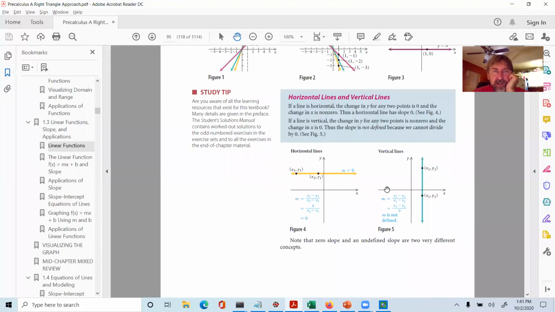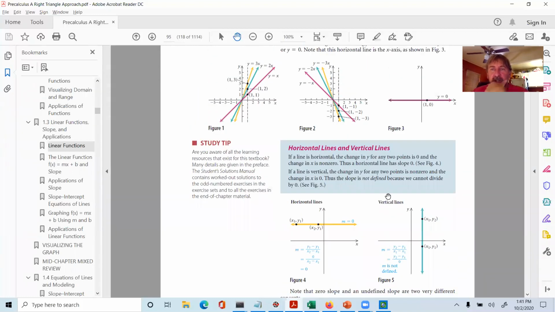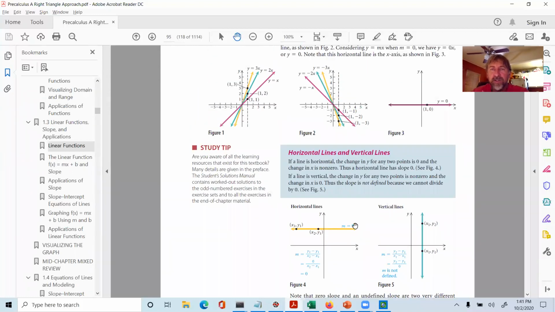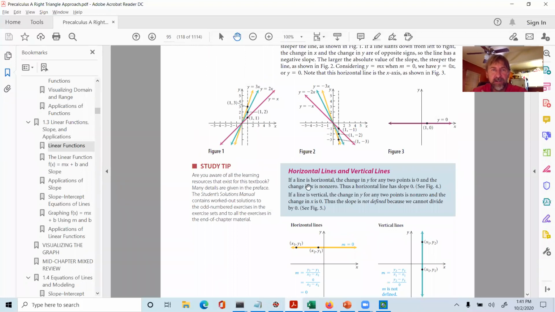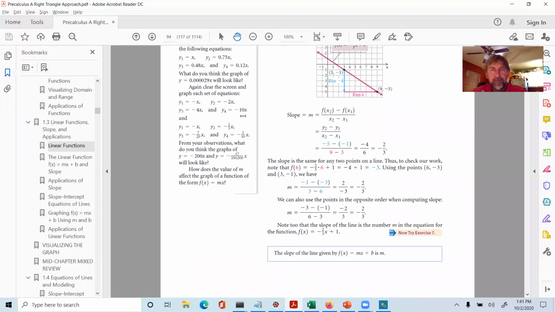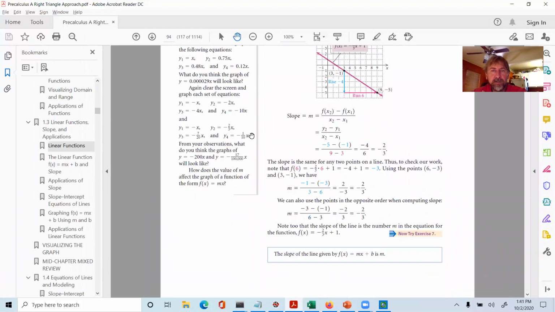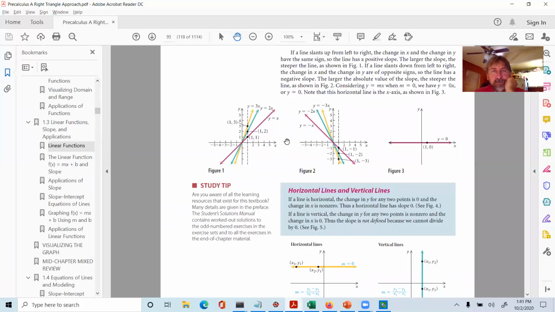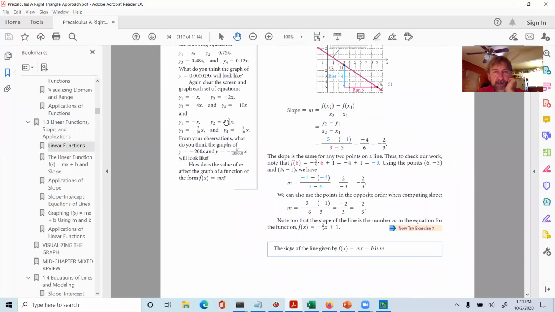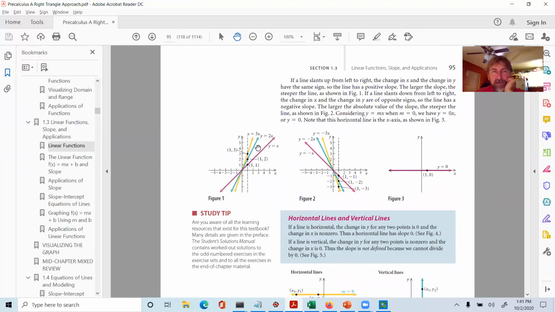Okay, so we're talking about section 1.3, and we're talking about lines, horizontal lines and vertical lines. Here we've got angles with a positive slope. I actually don't want to cover it just the way they did. I'll scroll back up to the beginning of the chapter and we'll go through it, but here we've got lines of different slopes. Here in figure 1 on page 95 of the textbook, we have lines with different slopes.